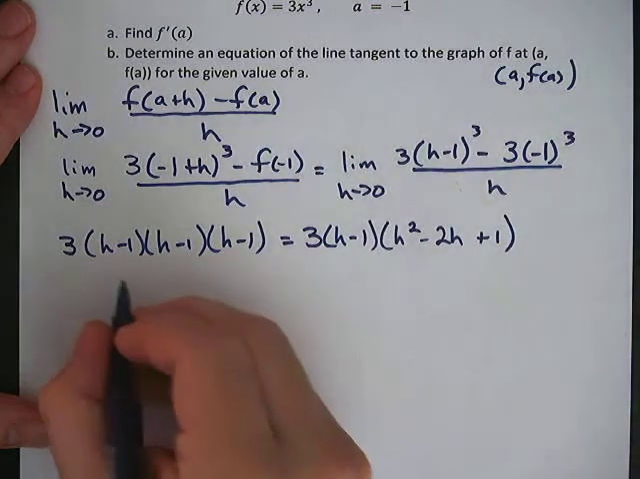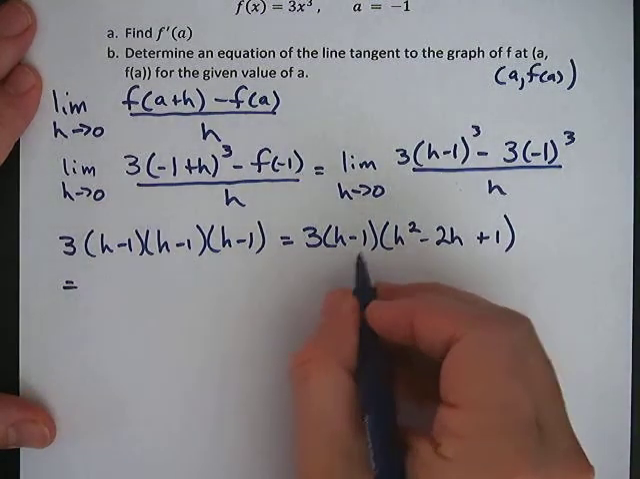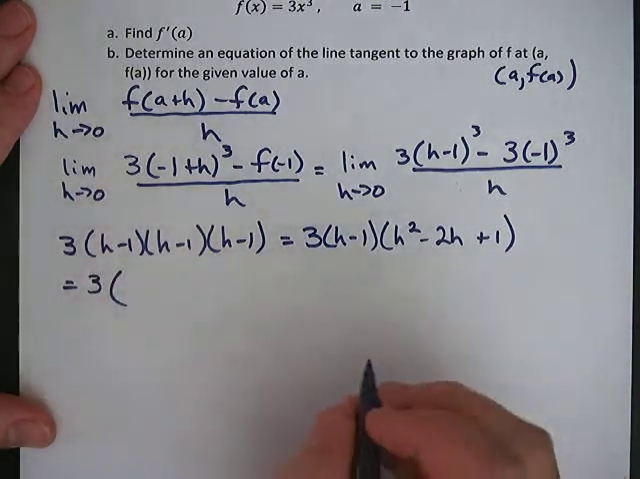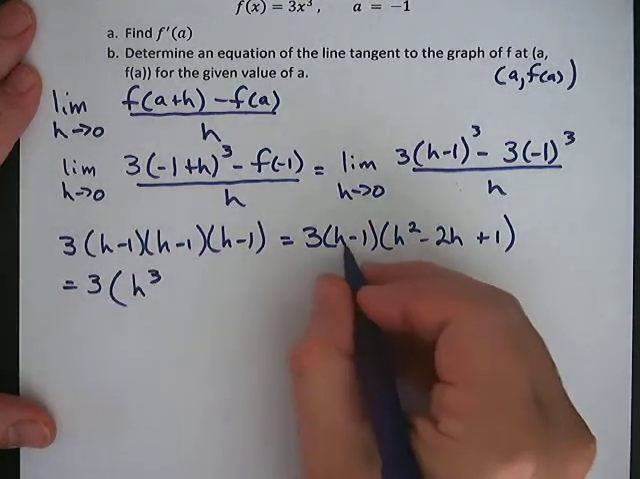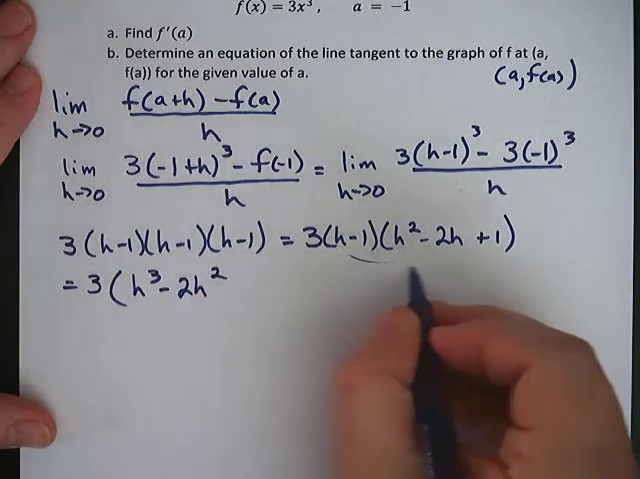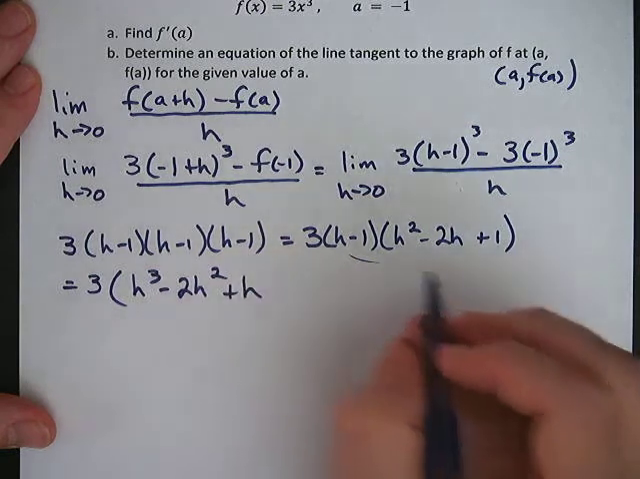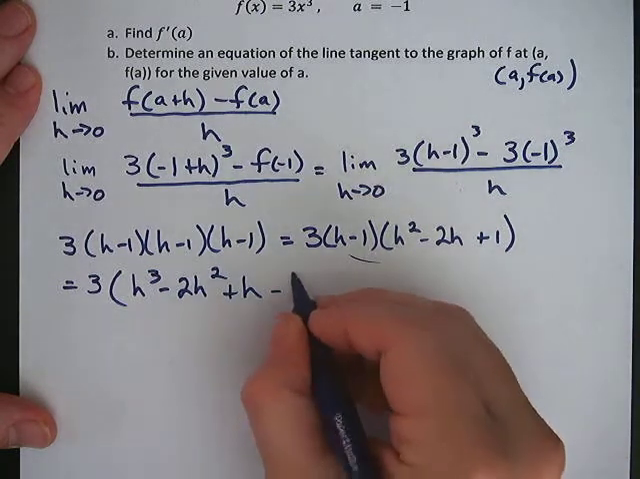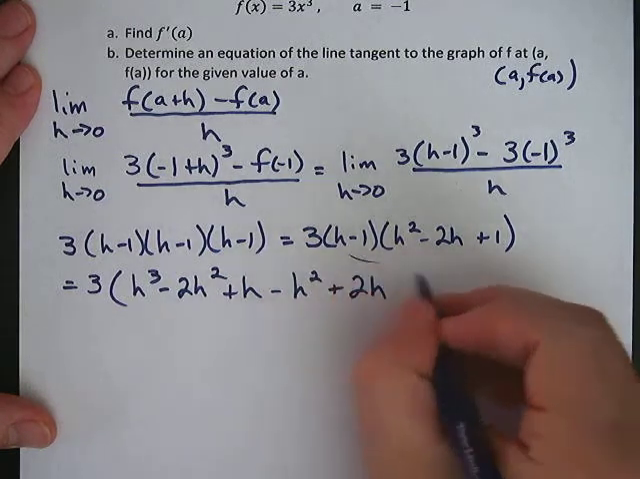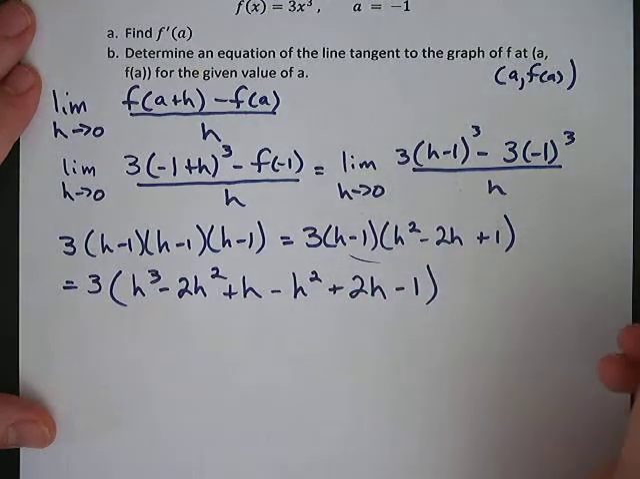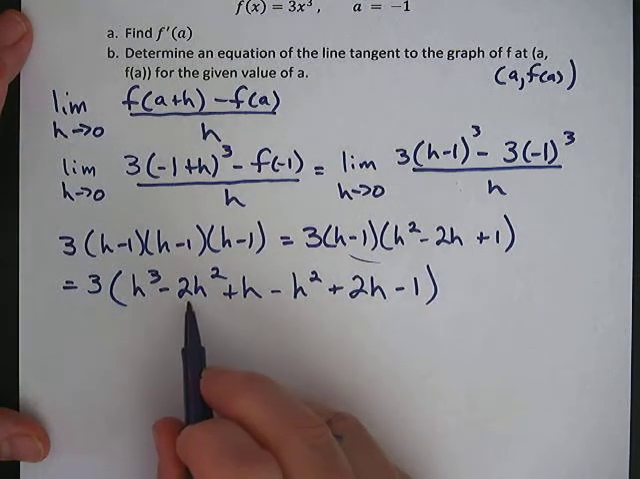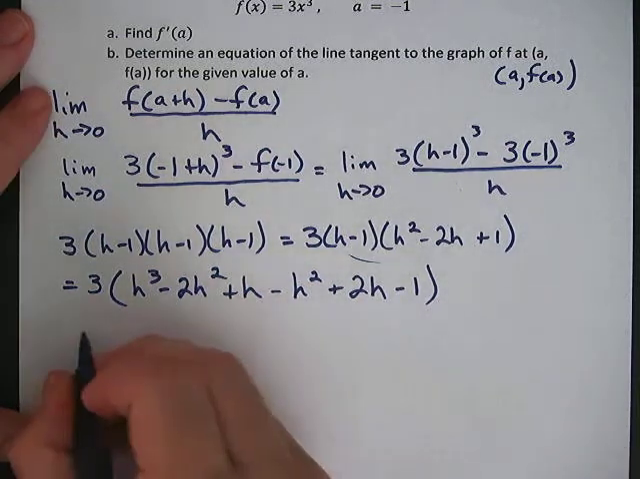Okay, and then let's expand out to the next h minus 1 term. So we'll get 3 out front still. h cubed minus 2h squared plus h minus h squared plus 2h minus 1. Okay, there are some terms in here that we can combine, like the h and the 2h gives us 3h, and the -2h squared and the -h squared gives us -3h squared.